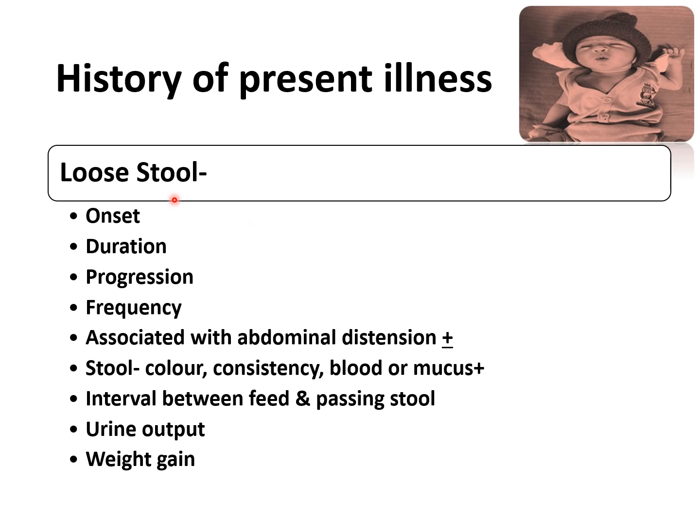Now take another example, loose stool. Again we have to ask the onset, duration, progression, then frequency in a day, and whether it is associated with abdominal distension or not, we have to write. Then about the stool color, consistency, whether it is blood or mucus stained, we have to ask. Then the interval between the feed and passing stool. Again we have to differentiate gastrocolic reflex from neonatal diarrhea.